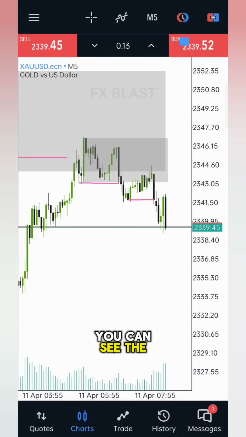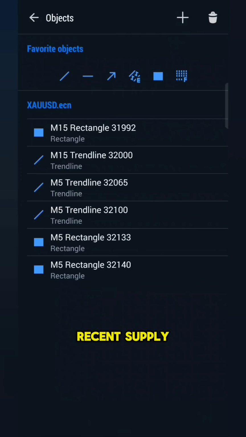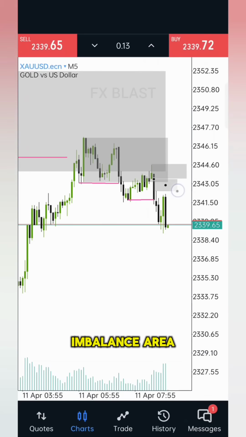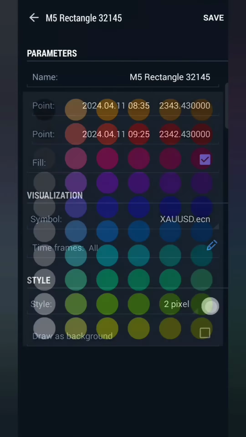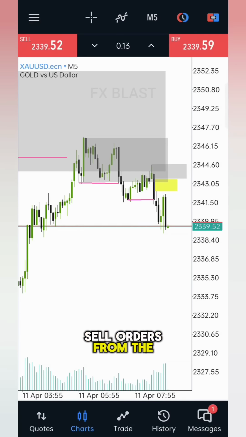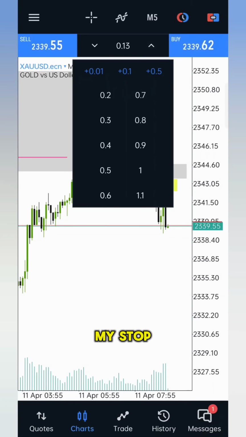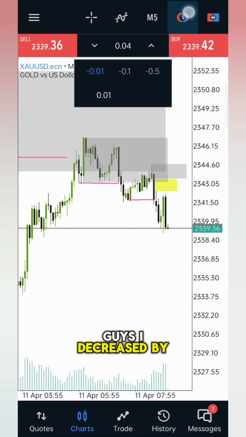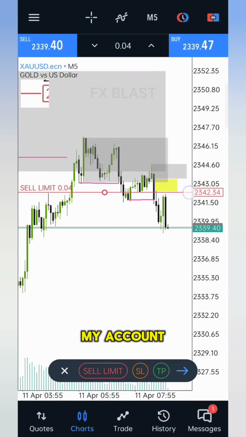You can see, the price already respects the zone. This is another most recent supply zone, following a break of structure. And this is our imbalance area. So, again, I put all of my limit sell orders from the most recent supply zone, or order block area, and put all of my stop losses above the supply zone. Guys, I decreased my position lot size according to my account balance.